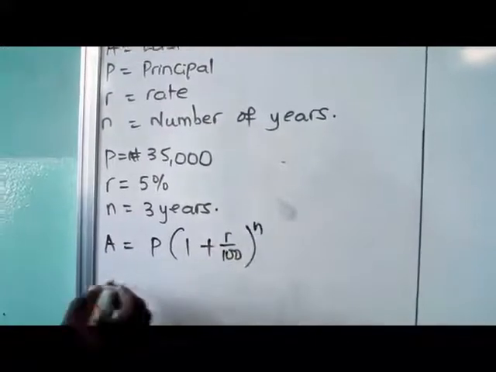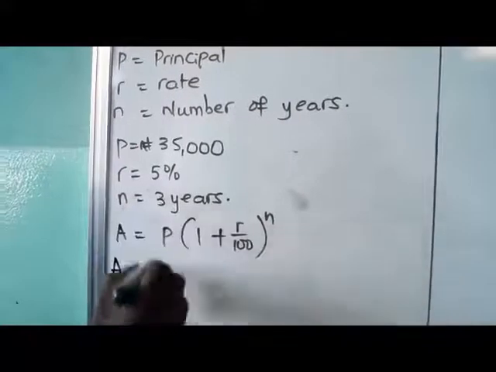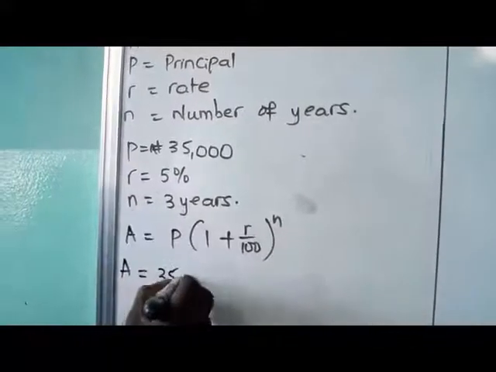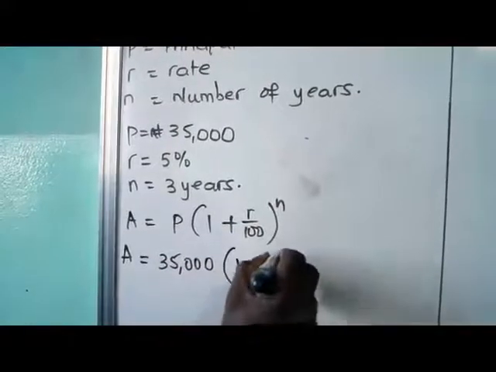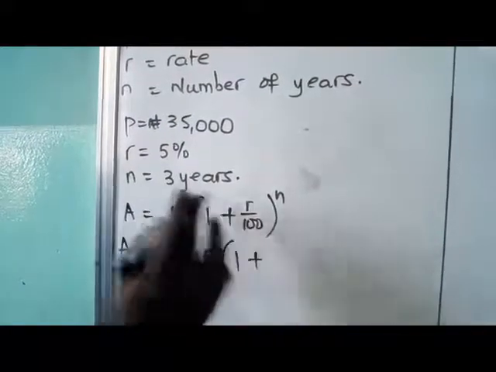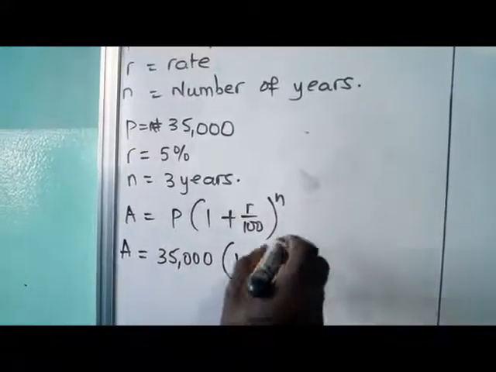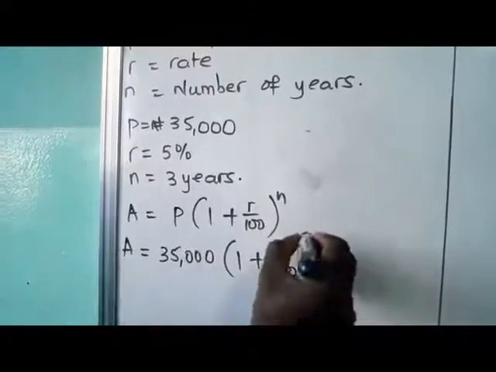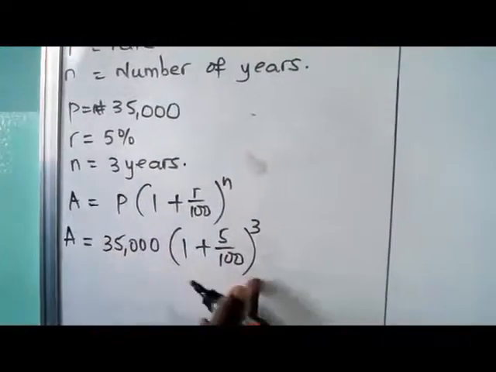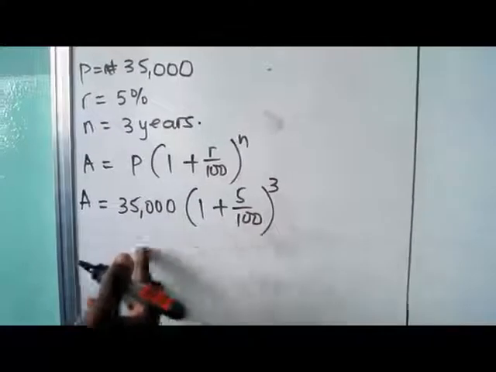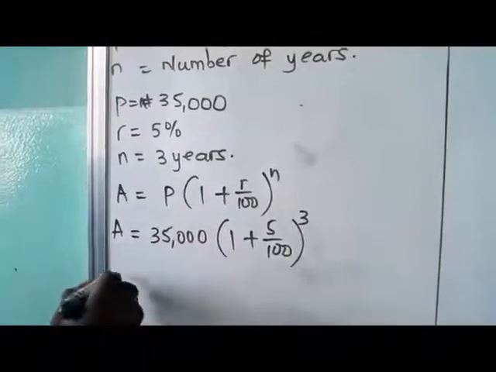Right, so let's slot in our data. Then we have A, the amount, will be equal to, the principal is 35,000, as you can see, into bracket 1 plus rate, which is now 5 over 100, raised to power 3 years, which is our N, 3. At this point, you need to be careful with the way you manipulate your fractions and the whole numbers, so that you don't get yourself locked up while trying to multiply and reduce to the lowest term.